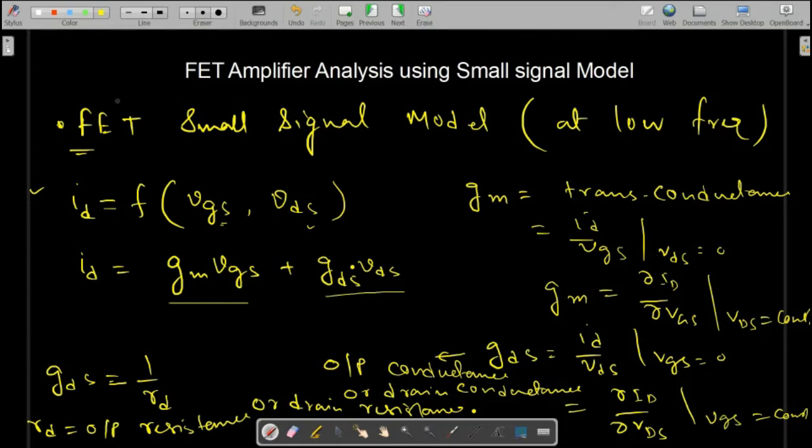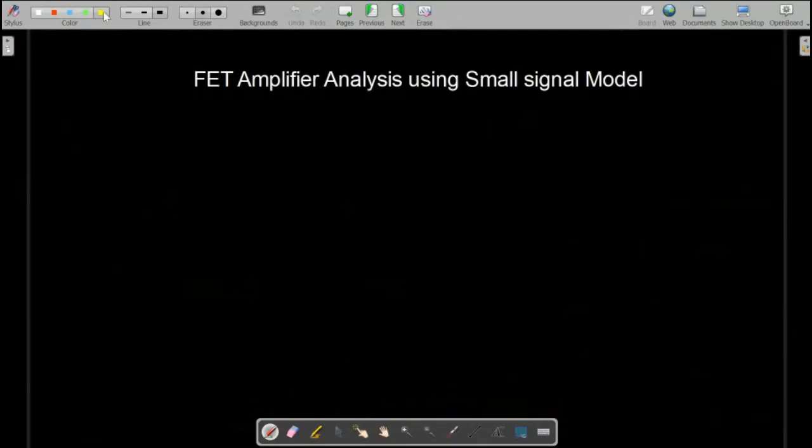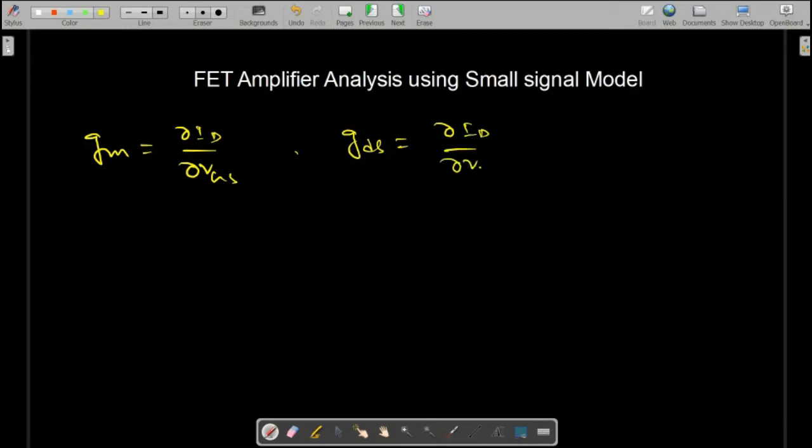Okay, so if I write in a new page the relation, the different factors: gm, in derivative form, is del ID by del VGS. And gds is del ID by del VDS. So rd or rds is equal to del VDS by del ID. Okay, so those are different constants. gm is called transconductance.